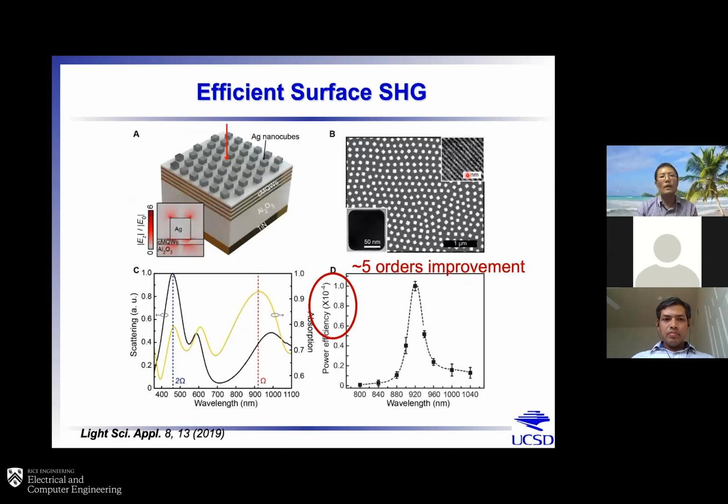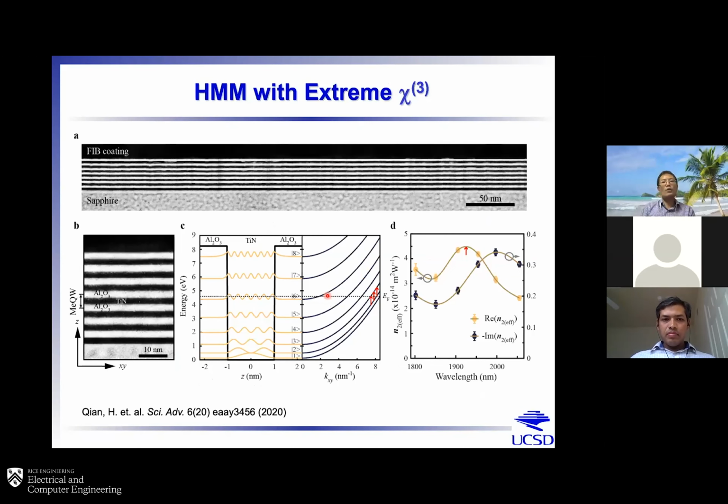And again, we can also combine it with the localized plasmon resonance. You can get a very high surface SHG efficiency. And then we actually got a total power efficiency of about 10 to the negative 4 from a single reflection beam. Okay, so this is already a very, very high surface SHG effect.